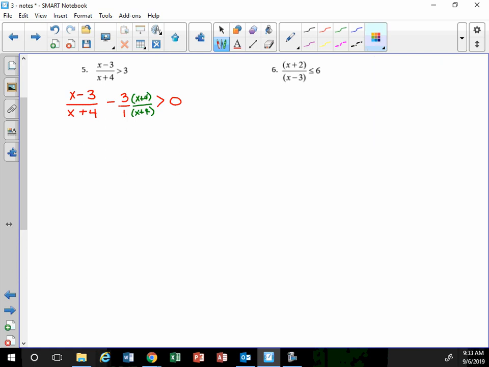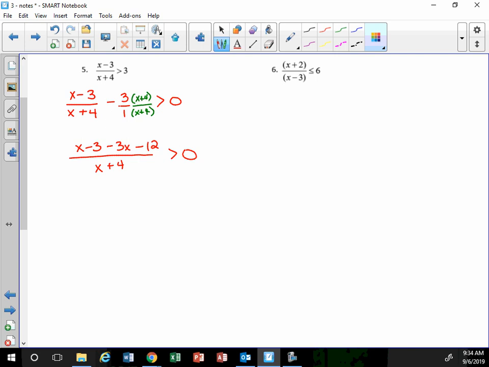All right, so then I'm going to make one big fraction here. I know my denominator is x plus 4. My numerator, the x minus 3 stays as is. And then guys, realize you are distributing a negative 3 to that x plus 4. So you're going to get minus 3x minus 12, and then greater than 0. Everybody okay with those negatives? You see what's happening there?